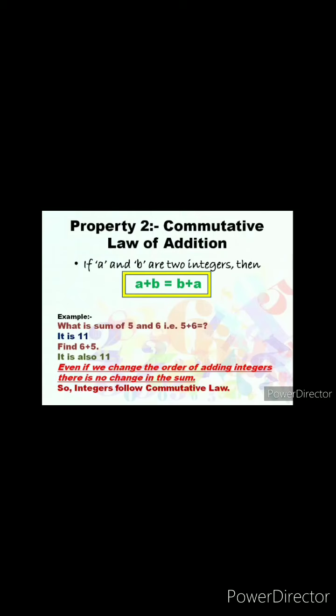This leads us to the fact that even if we change the order of adding integers, there is no change in the sum. You can assume some more examples and let me know what you get. Integers follow the commutative law. This was our second property. Let us move on to the third property.